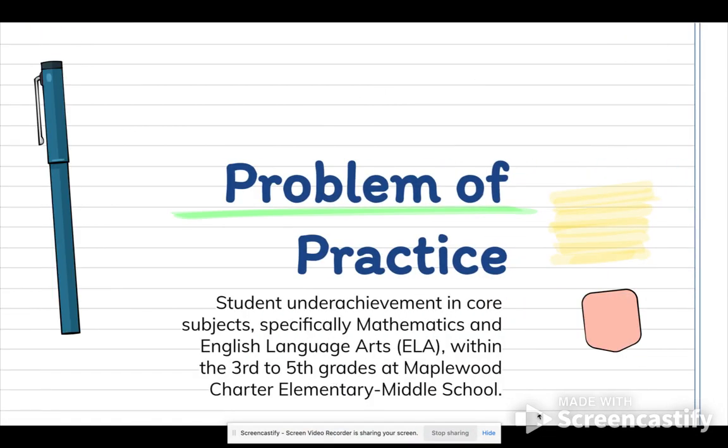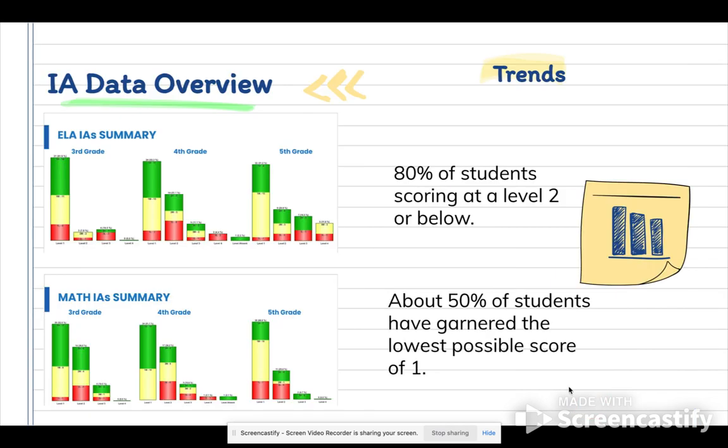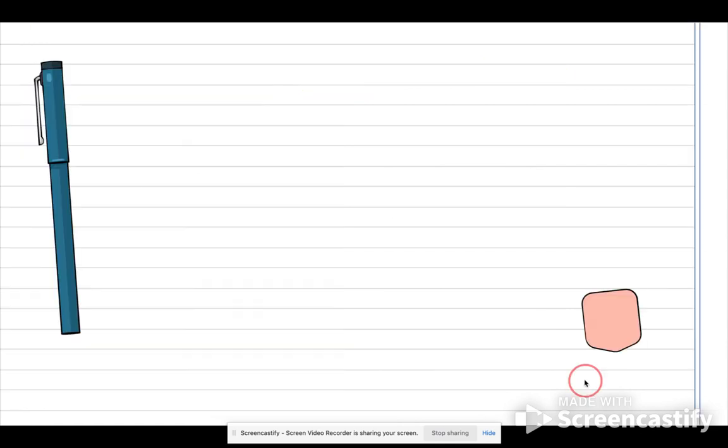So the problem of practice concerns the student underachievement in core subjects of math and ELA in grades 3 through 5, which are the testing grades in elementary school in the state of New York. Now, these are the outcomes from the first trimester interim assessment. And as you can see, 80% of the students are scoring at a level 2 or below, so they are below grade level. And within that 80%, 50% of students have garnered the lowest possible score of 1, which means we have about half of the students in each grade that are completely below grade level.